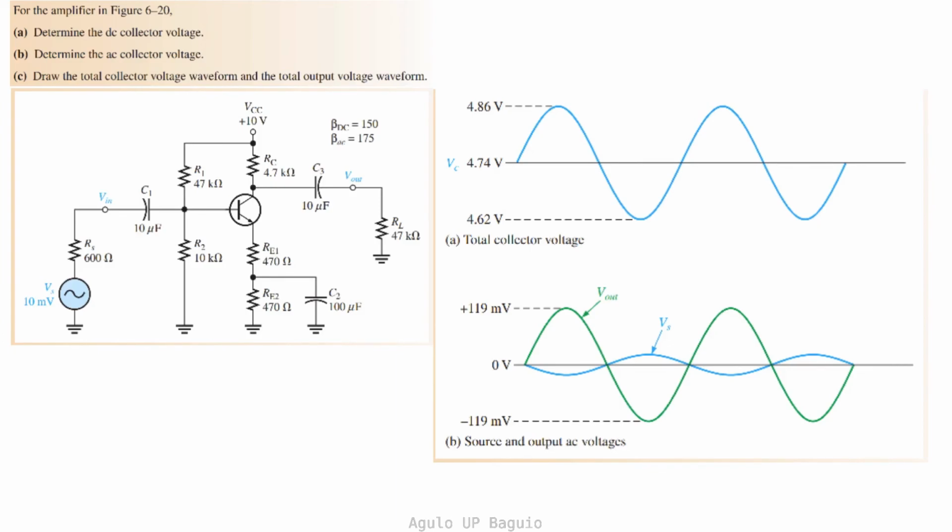The negative peak voltage is VCE minus 80 millivolts times the square root of 2, and the value should be equal to 3.91 volts. At the load, the output voltage filters out the DC signal, and what's left is the AC output voltage with a peak voltage of 80 millivolts times square root of 2, or 113 millivolts. The source voltage has a peak voltage of 10 millivolts times the square root of 2, or 14 millivolts.